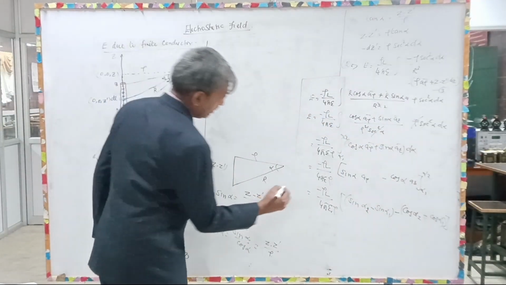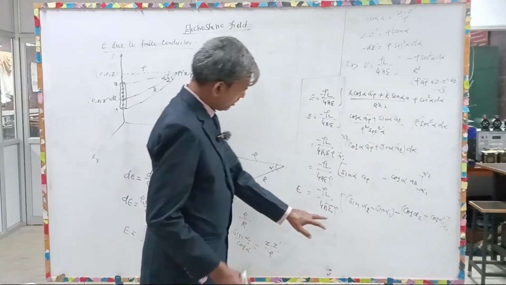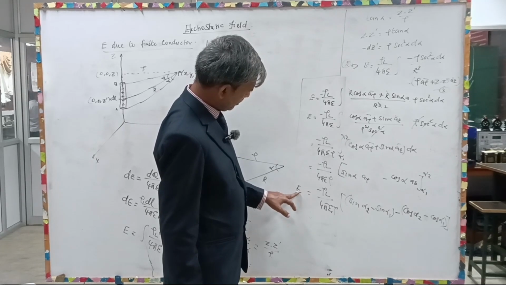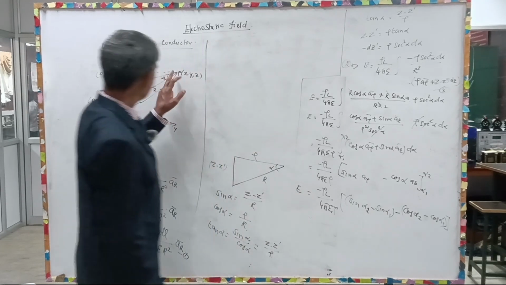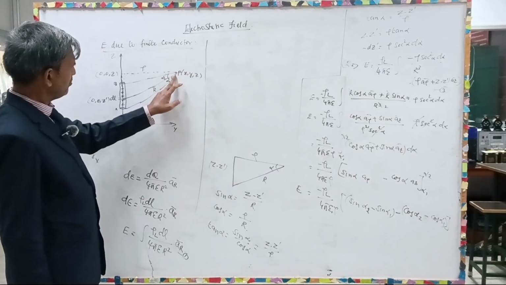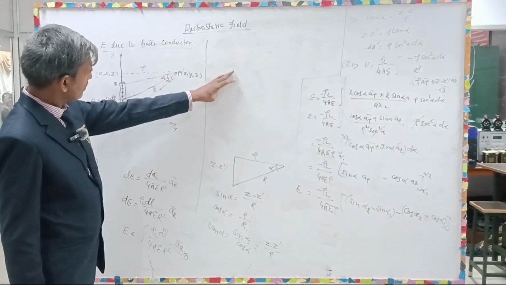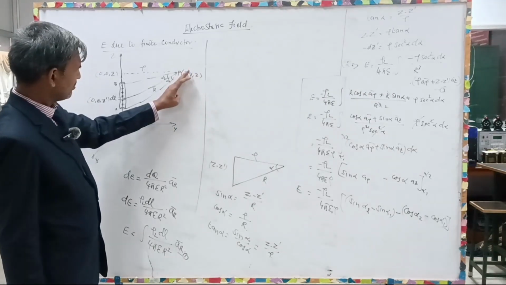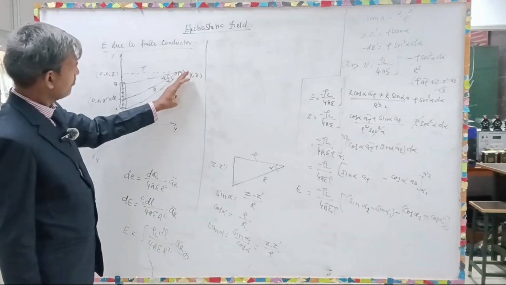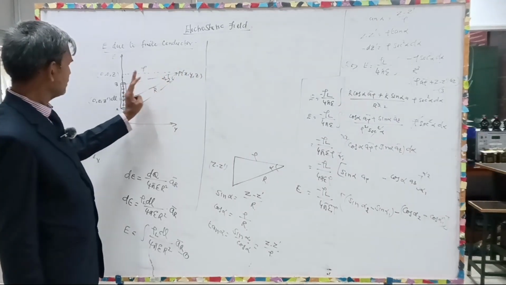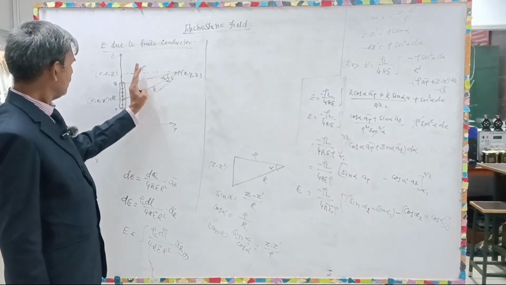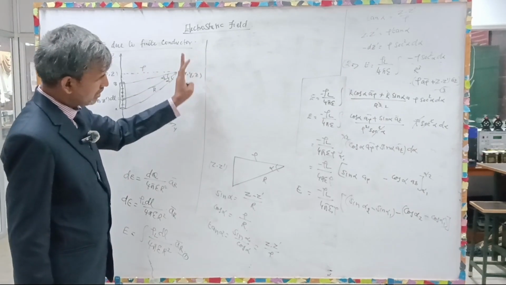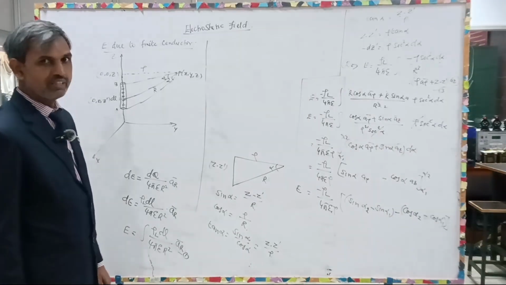So this is the E value. From this, if rho increases, E will automatically be reduced. If the point P goes farther away, rho will increase, meaning the electric field will be reduced. If it comes nearer, the electric field intensity near the conductor will be high, and as it goes away, the electric field intensity will be reduced.